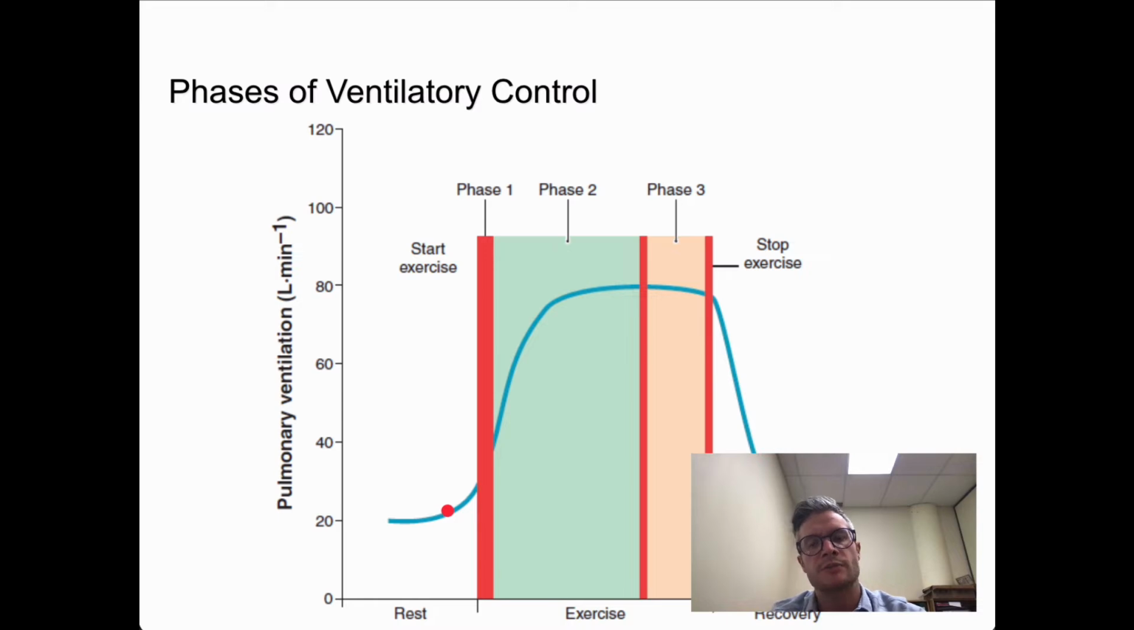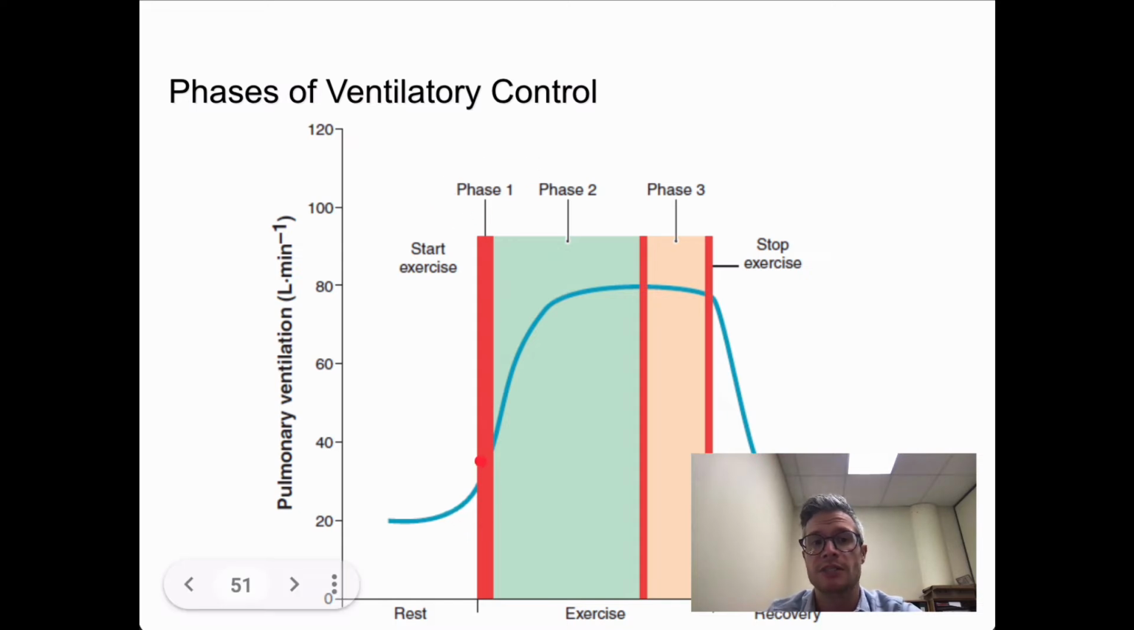As well, when we actually start moving, our muscles have certain nerve receptors in them. If you recall, they're a type of mechanoreceptor called proprioceptors. When our muscles start moving, they'll send a signal to our brain to start increasing respiration. And so that's all happening in phase 1.